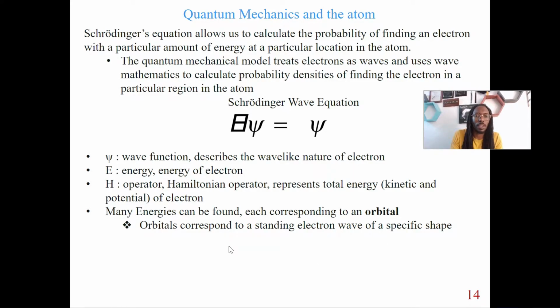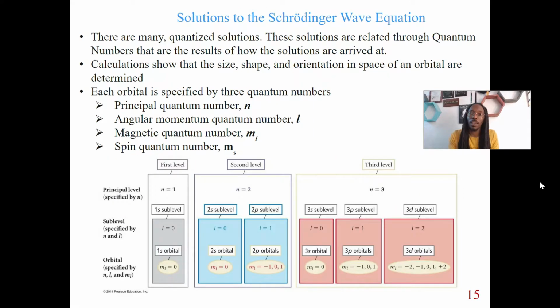So many energies can be found, each corresponding to an orbital. This is what we're focusing on, where those electrons are in those orbitals. And those orbitals correspond to a standing electron wave of a specific shape. Because of this wave equation, we know where the locations of electrons are. Now let's talk about what everybody loves: the answers.